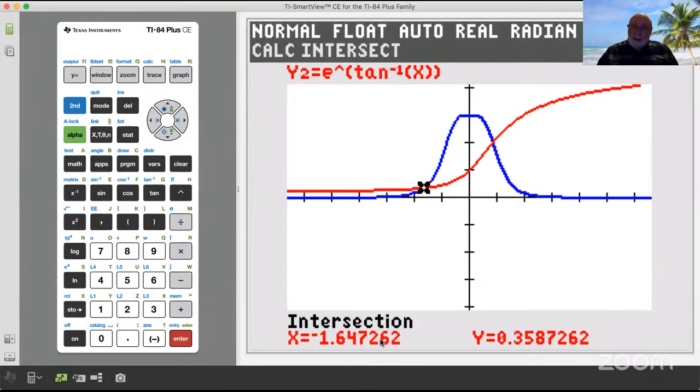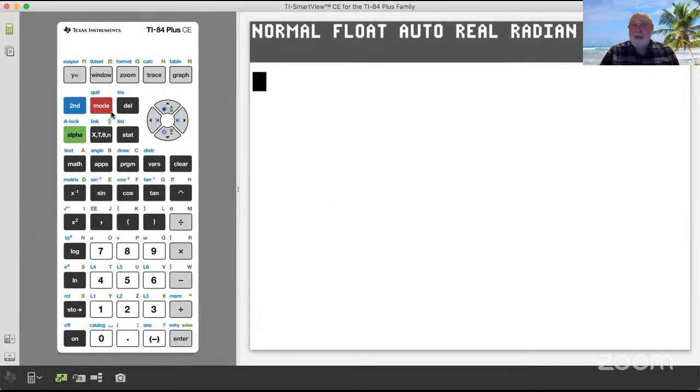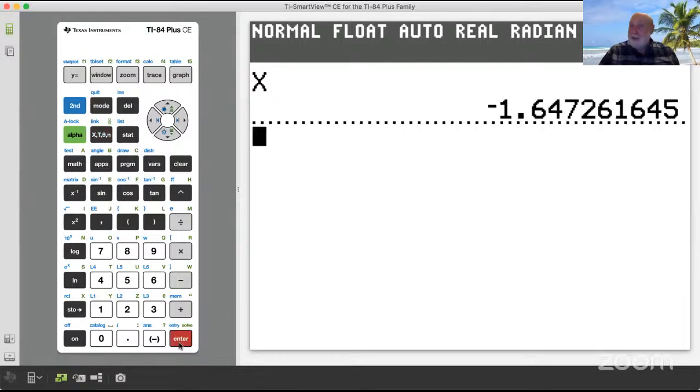Now, I want to use that as my lower limit of integration. I just want to point out that the x it says is actually stored right now in the variable x. So if I was to quit the graph screen and just put in x, there's that value right there. And what I want to do before it gets away from me is go ahead and store that as a.